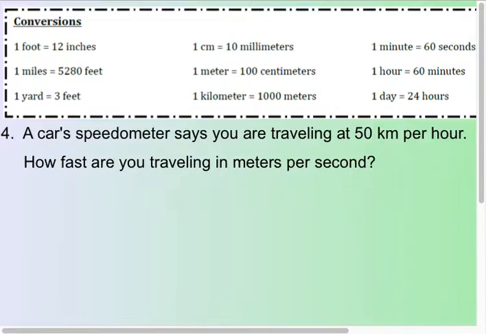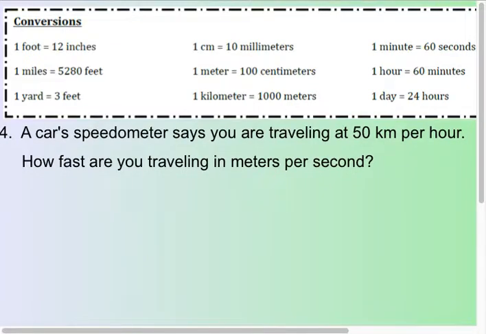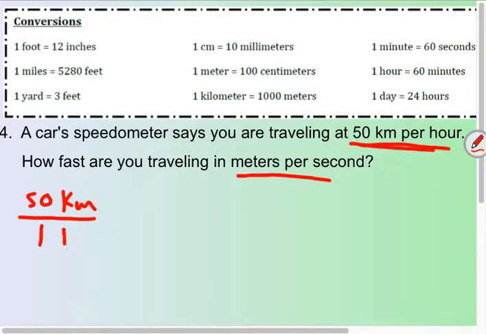A car's speedometer says you're traveling 50 kilometers per hour. How fast are you traveling in meters per second? So I want to go from 50 kilometers per hour. So that's your first fraction. 50 kilometers per 1 hour, if it's kilometers per hour. And we're going to convert that to meters per second. So you're working with distance and time.